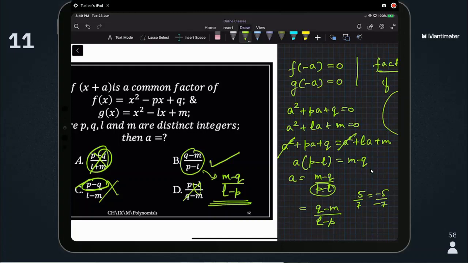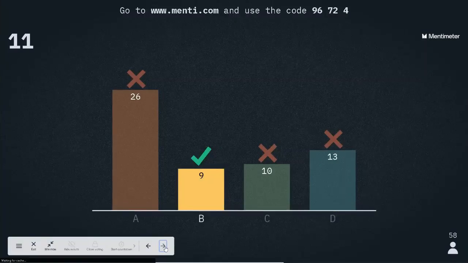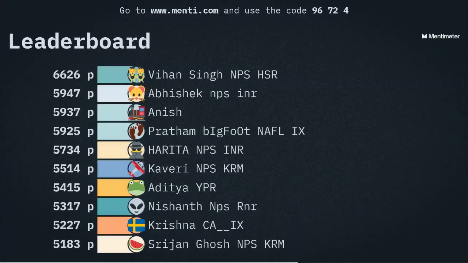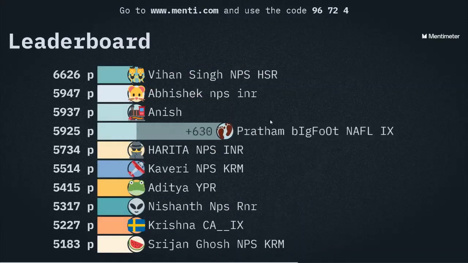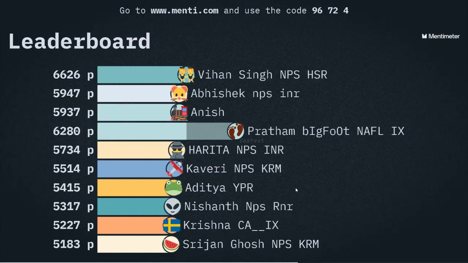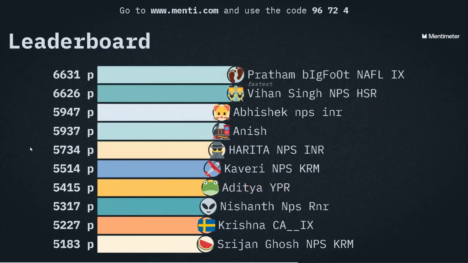Okay, clear. Let's see. But only 9 people got it correct, so that's not very good. A lot of people have got it wrong. Okay. Only 1%, Pratham. Very good, Pratham. Nice. Good. And he is on first position. Next question.